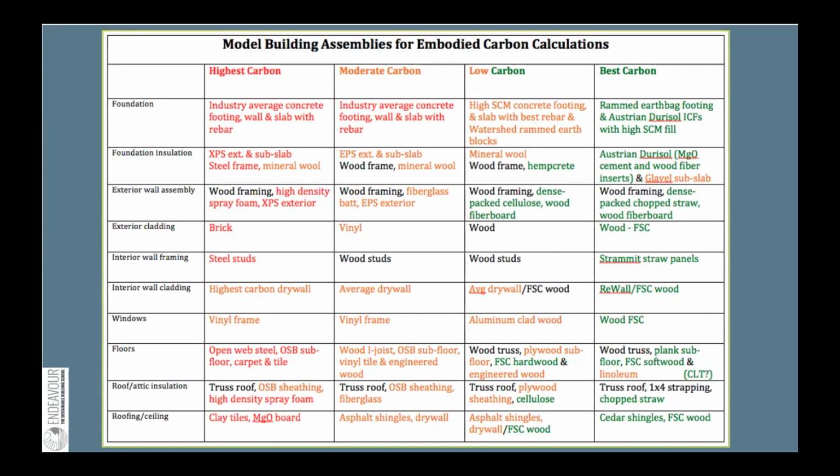And then the best carbon one was sort of the opposite of the highest carbon. This was looking at the best possible materials. They're all things that people do use to make buildings out of, but they may not be readily available. And some of them are coming from Europe. They're not manufactured here in North America.